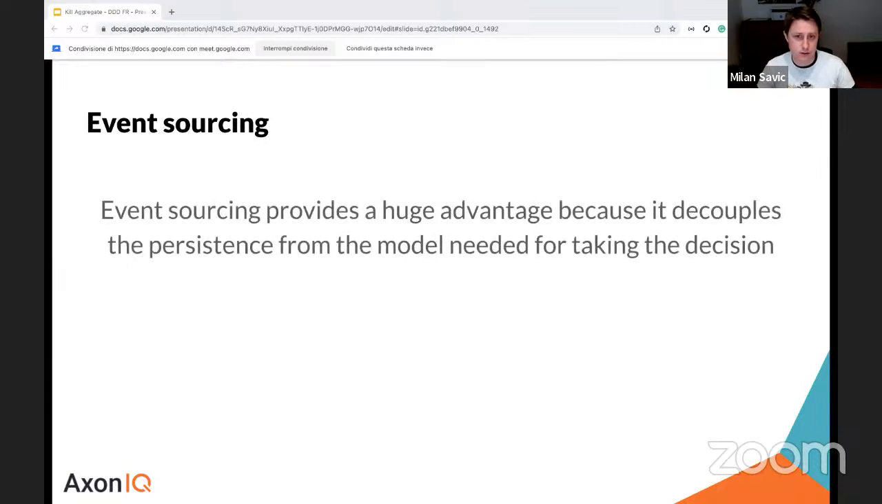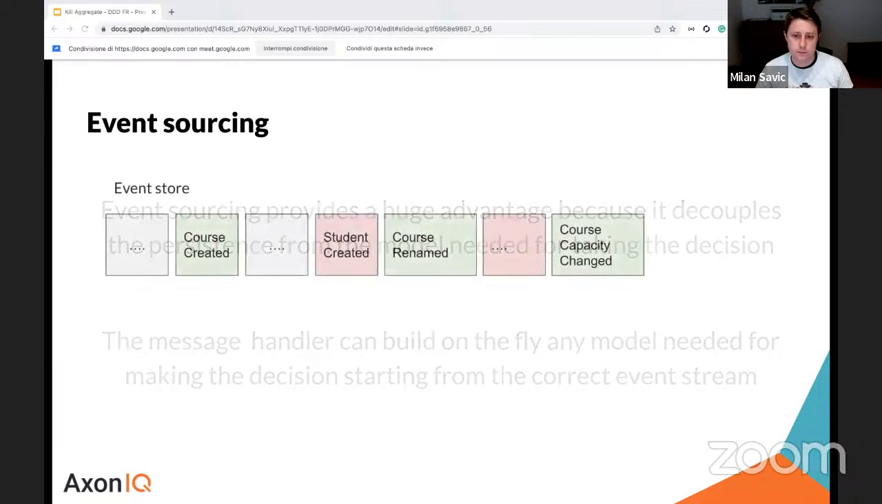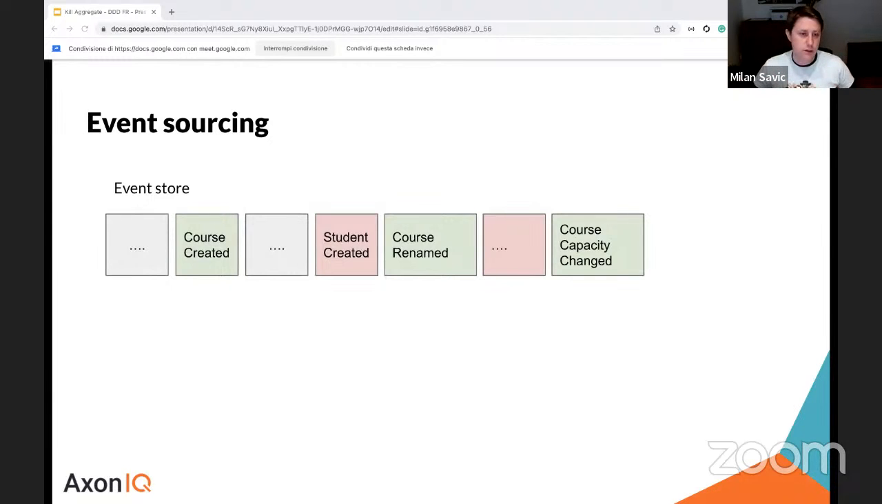So what is event sourcing? It provides a huge advantage because it decouples persistence from the model needed for taking the decision. And the message handler can build dynamically, basically on the fly, the model needed for making the decision, starting from the correct event stream. Let's try to exemplify. We have an event stream. It is stored in the event store. And here we have events related to the student and to the course.